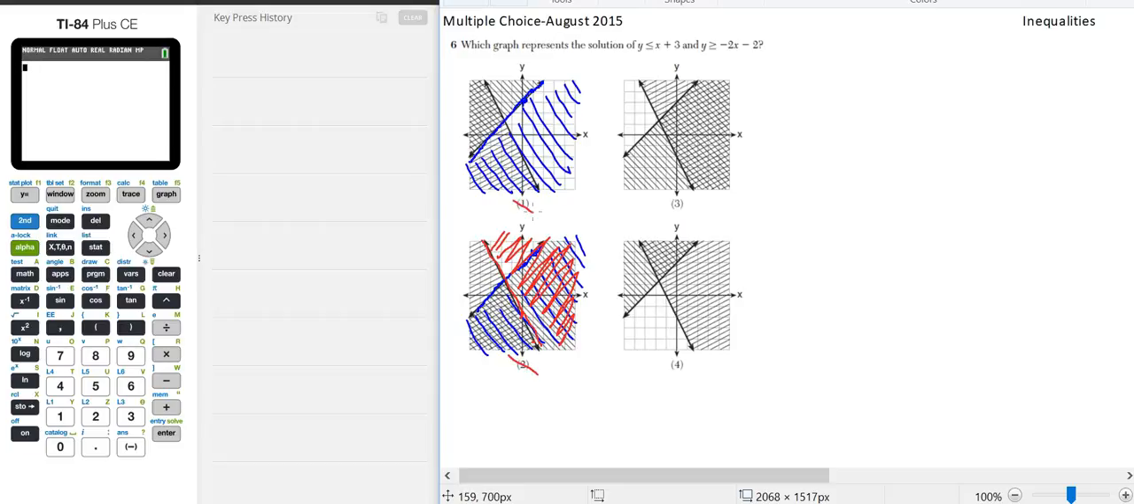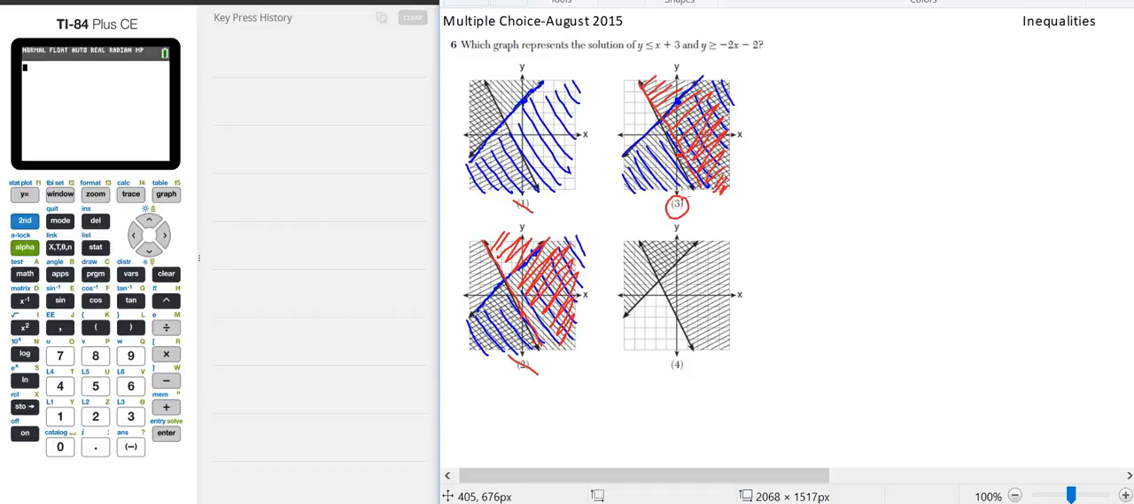Let's move on to choice 3. Y is equal to x plus 3. That's this line over here, and the whole region below the line is shaded. And then the other inequality, y is greater than or equal to negative 2x minus 2, is this line over here. And y is greater than or equal to, so this whole region is shaded. And this is the correct answer because when we graph the two inequalities over this graph, the same regions were shaded. So choice 3 is the correct answer to the question.